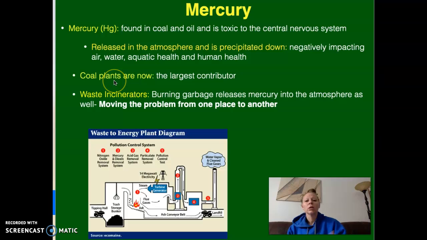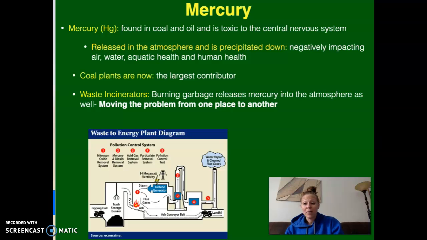When we burn coal, there's mercury in coal, and so when we burn it, it's released in the atmosphere. We also have waste incinerators, which burn garbage. So when there's mercury in the garbage, the law of conservation of matter states that materials cannot be created or destroyed. So just because you're burning garbage doesn't mean it disappears. That material goes up into the atmosphere. Remember, in environmental issues, we're always just moving the problem from one place to another. So waste incinerators are taking all of that garbage and putting it into the atmosphere as particulate matter, and then we get to breathe it in.